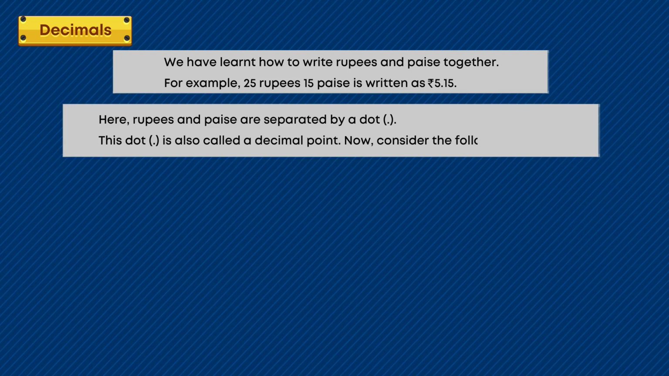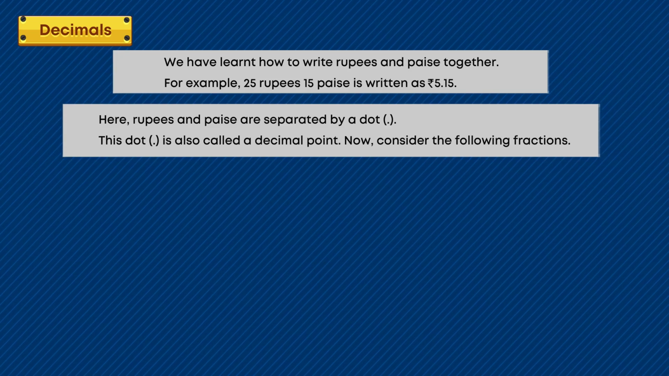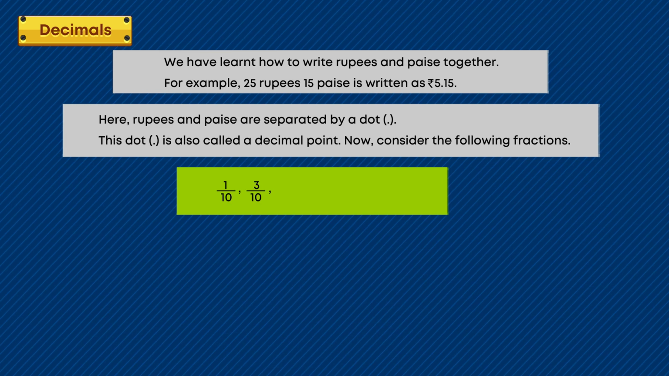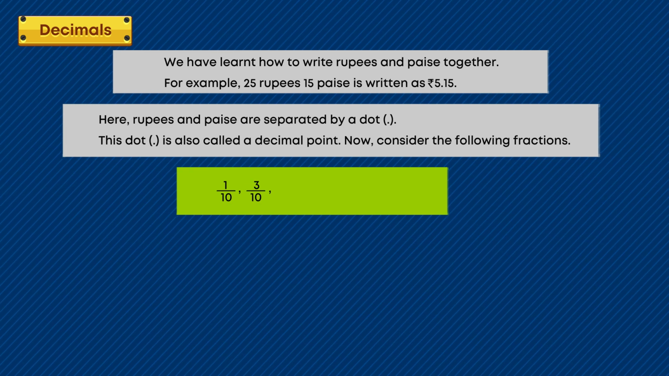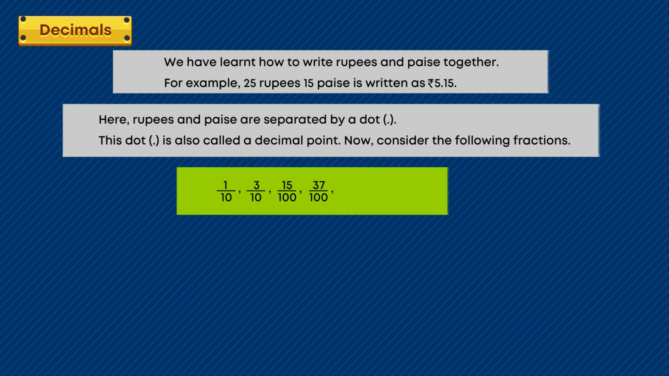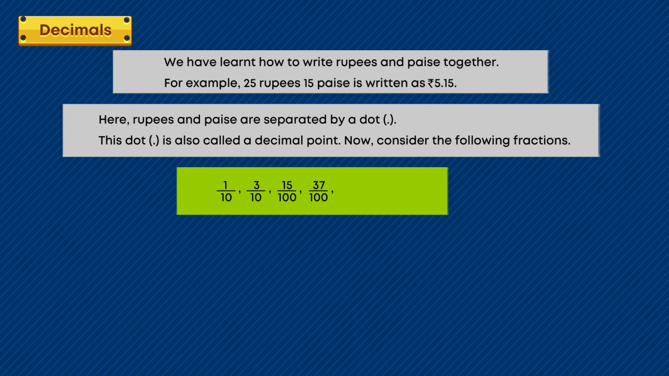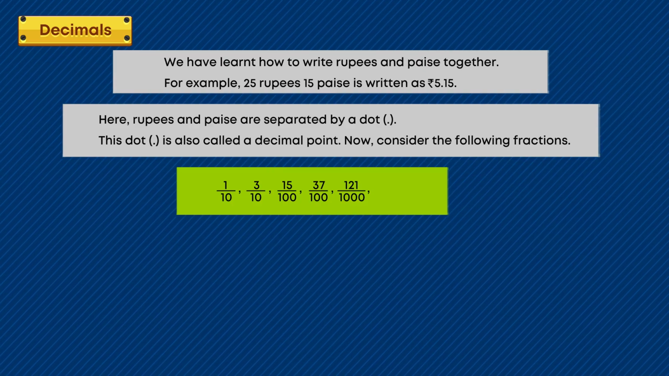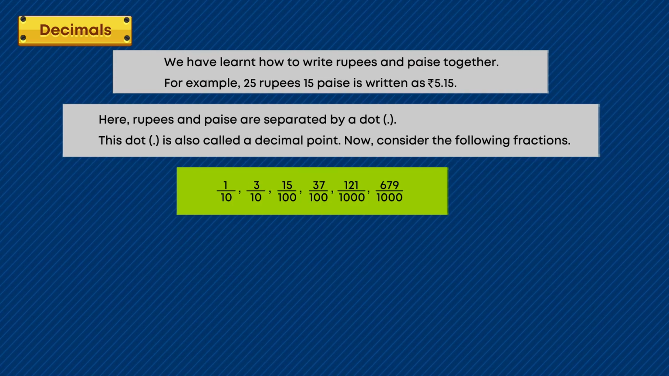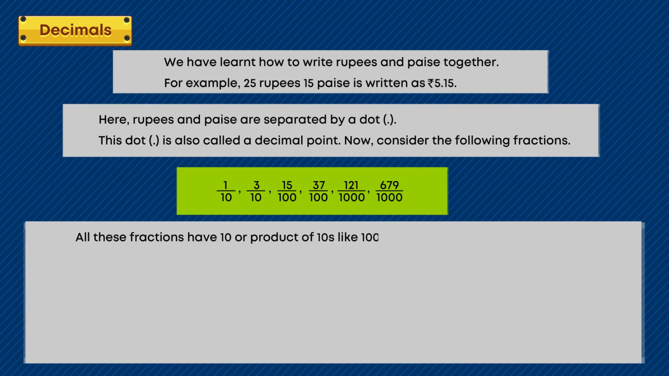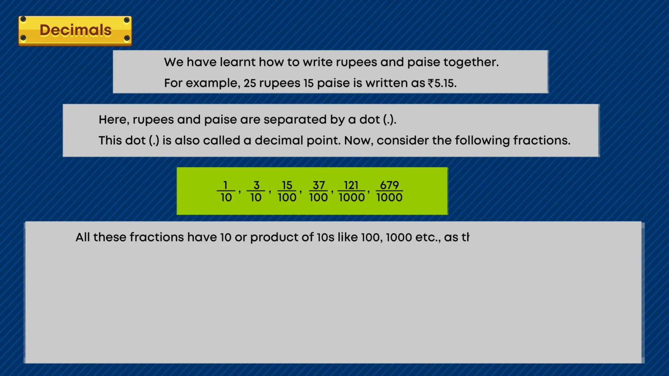Now, consider the following fractions. 1/10, 3/10, 15/100, 37/100, 121/1000, 679/1000. All these fractions have 10 or a product of tens like 100, 1000, etc. as the denominators.